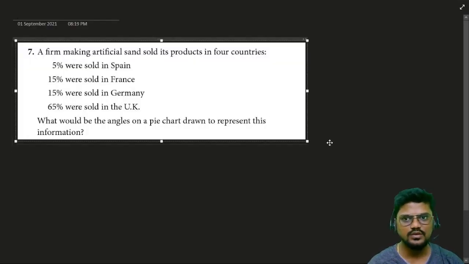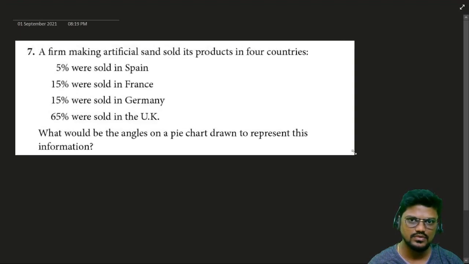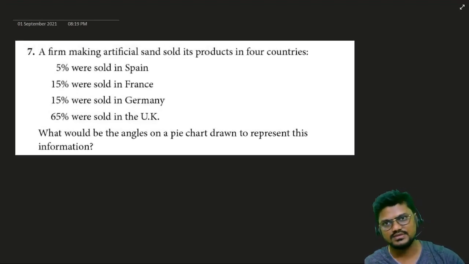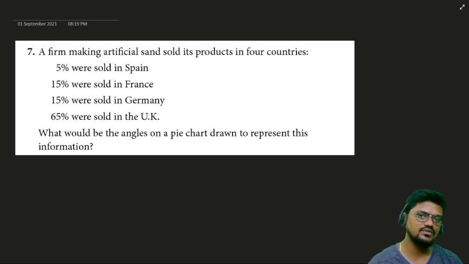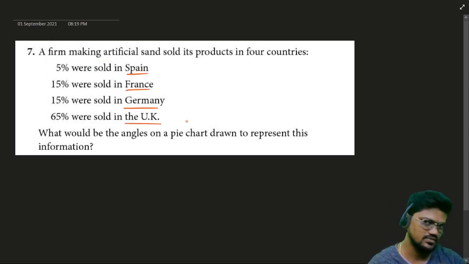The next is a firm making artificial sand, selling its products in 4 countries. They have given the percentage of whatever they are manufacturing that were sold in Spain, France, Germany, and the UK. They have given the percentage for each one of them. What would be the angle on a pie chart drawn to represent this information?